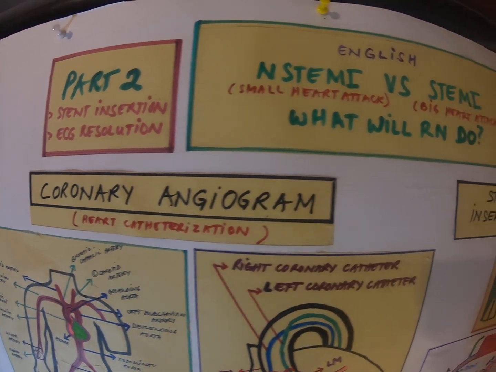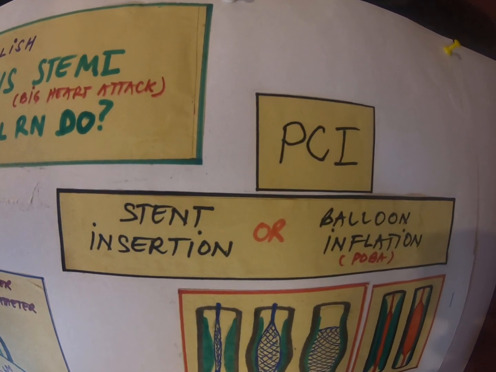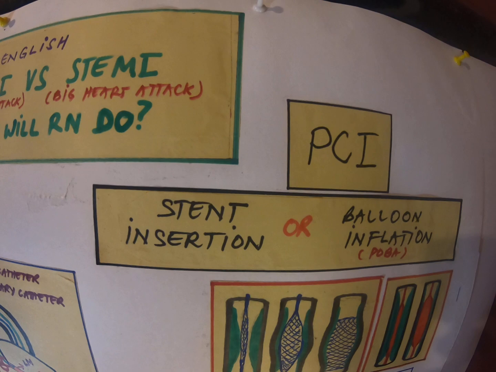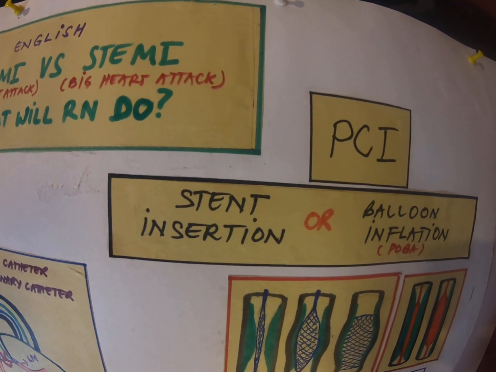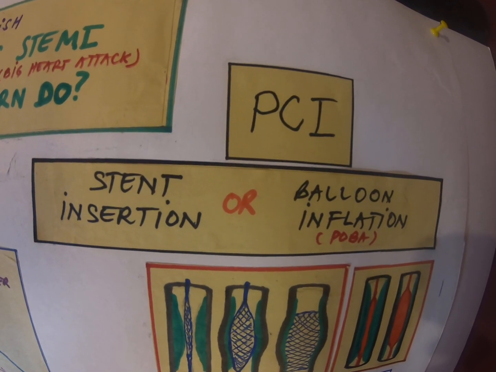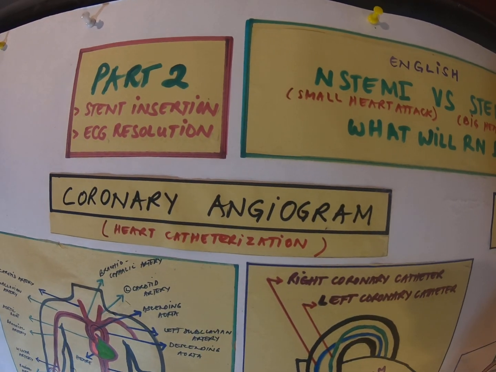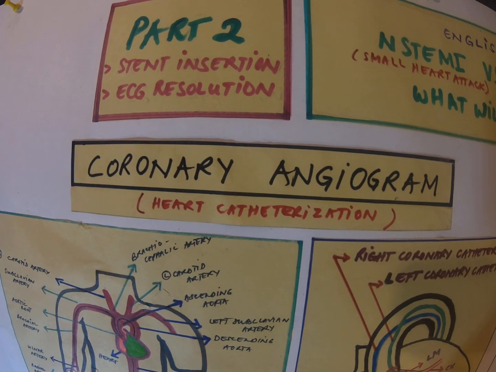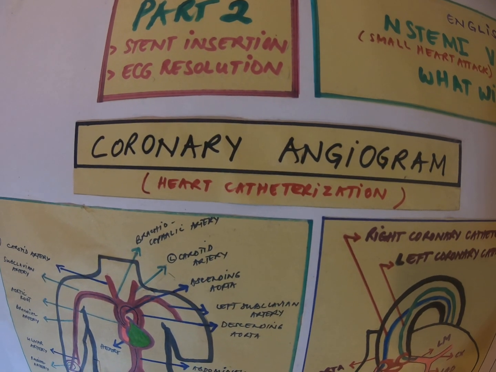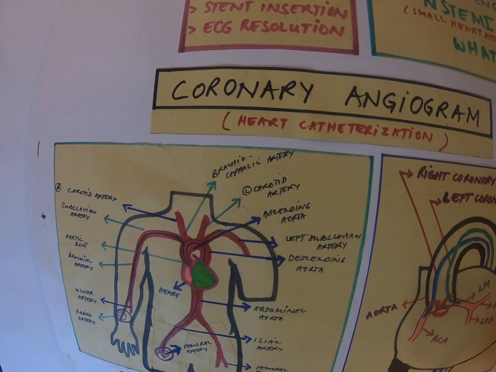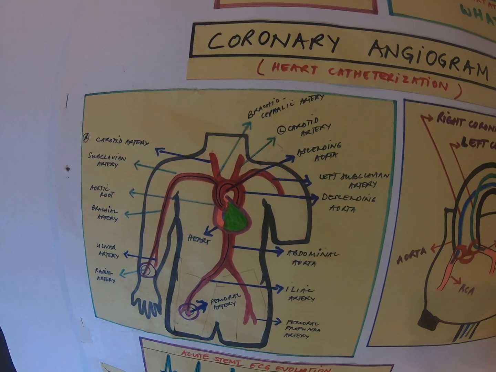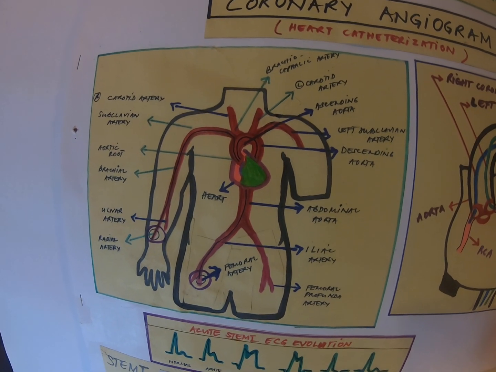Coronary angiogram and percutaneous coronary intervention, which utilizes stent insertion or balloon inflation called POBA, or plain old balloon angioplasty. These procedures are done in the cath lab. Coronary angiogram is actually a heart catheterization. So the cardiac interventionalist is the one doing this procedure with the cath lab staff.